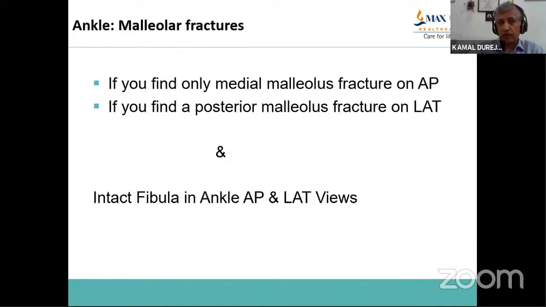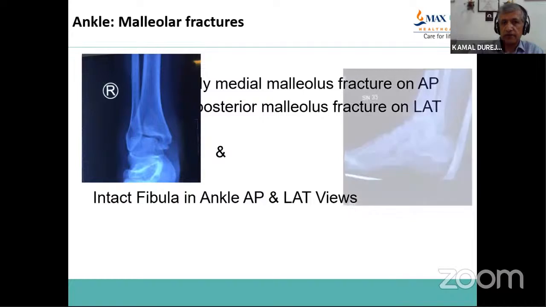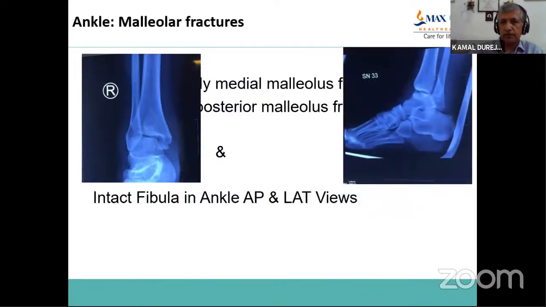Before I stop talking about malleolar fractures, one thing I want to tell everybody: if you find only a medial malleolus fracture on the AP view, and you find a posterior malleolus fracture on the lateral view, and you see an intact fibula, beware. See this example? Only a medial malleolus and a posterior malleolus.